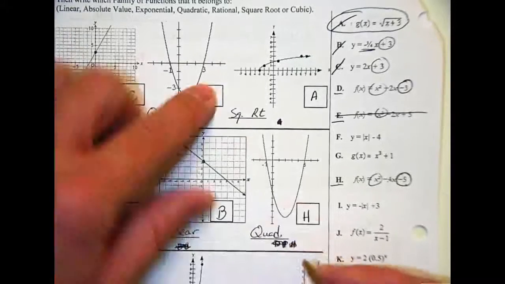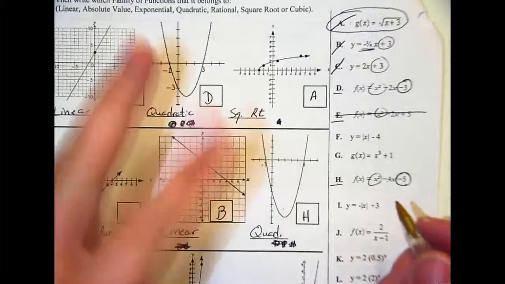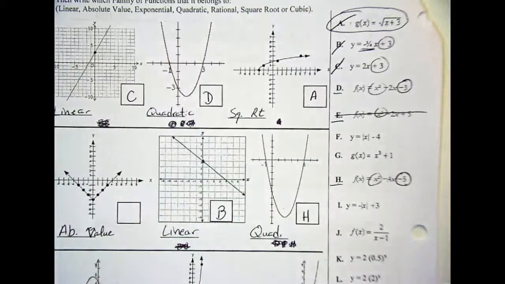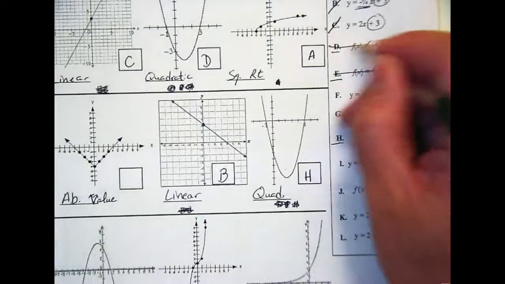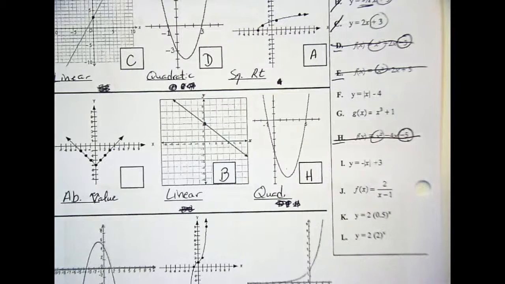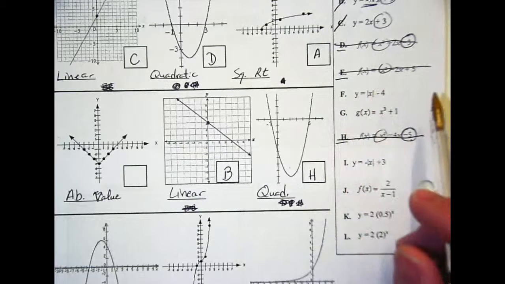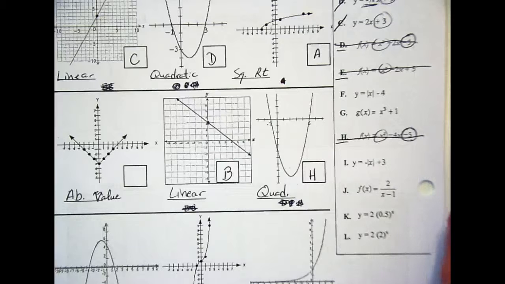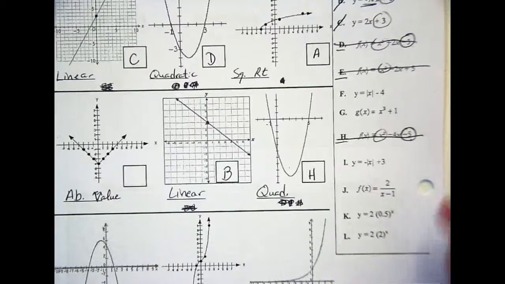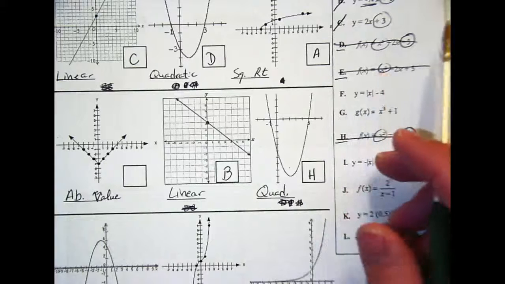Now, how many got D and H there? How many had narrowed it to D or H? You're like, I knew it was one of them. Maybe you just didn't quite get it. Okay? All right. Any questions so far? How many are 100% so far? Nice. How many have only missed 1 or 2? Good. Okay. Hopefully you're in the right family.